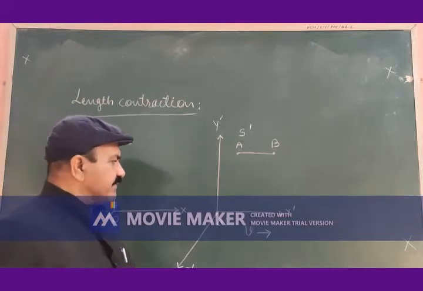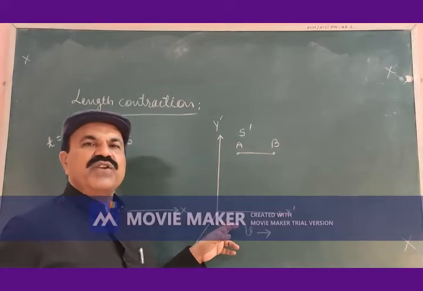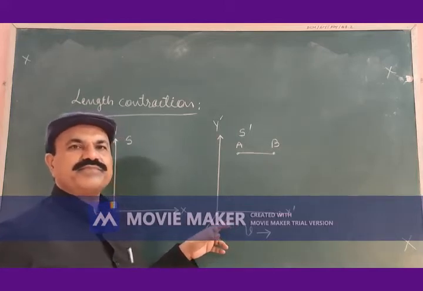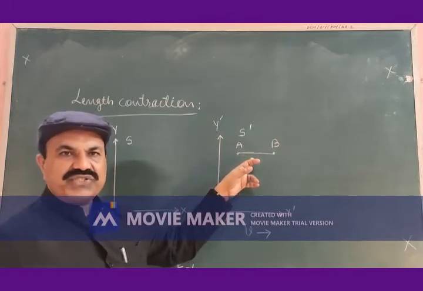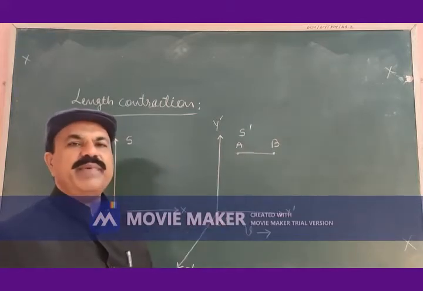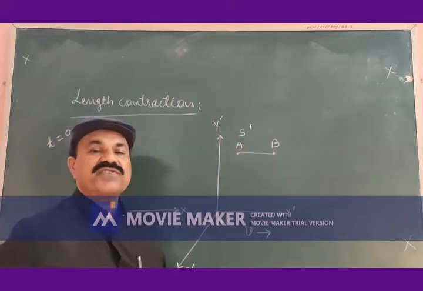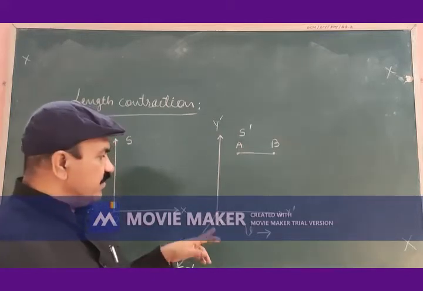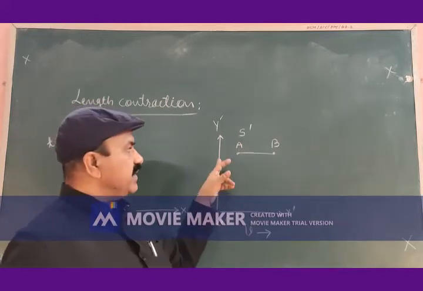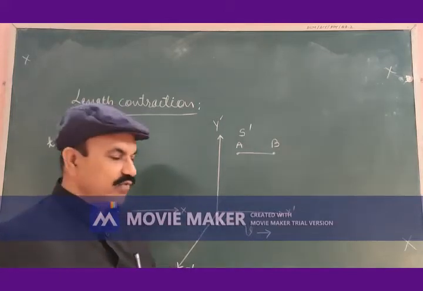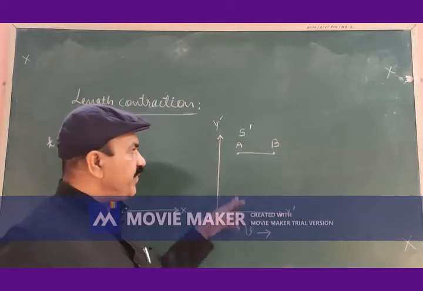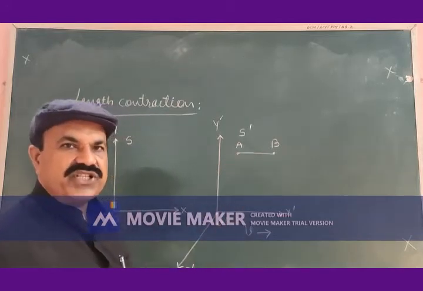Now, the observer O prime watches the rod AB in the frame of reference S prime. For this observer O prime, the rod AB is stationary.